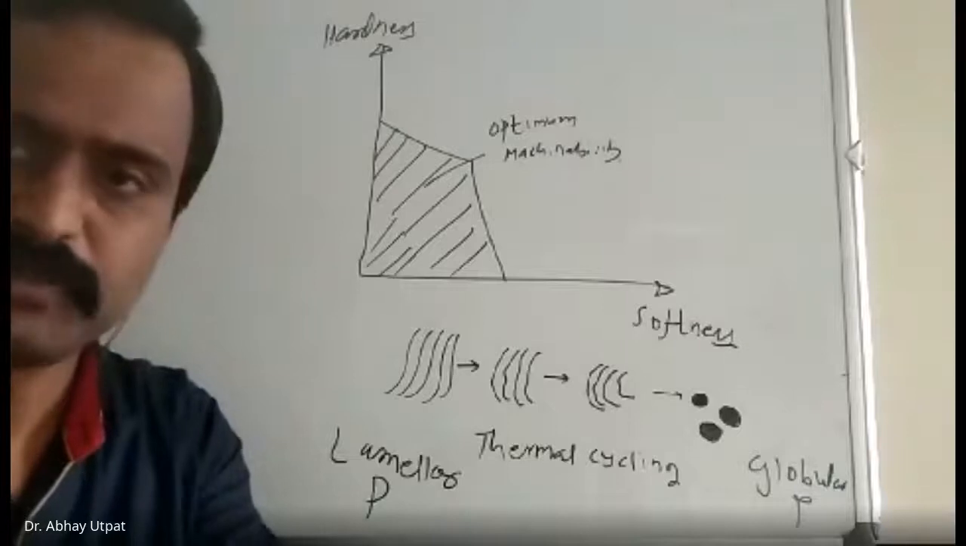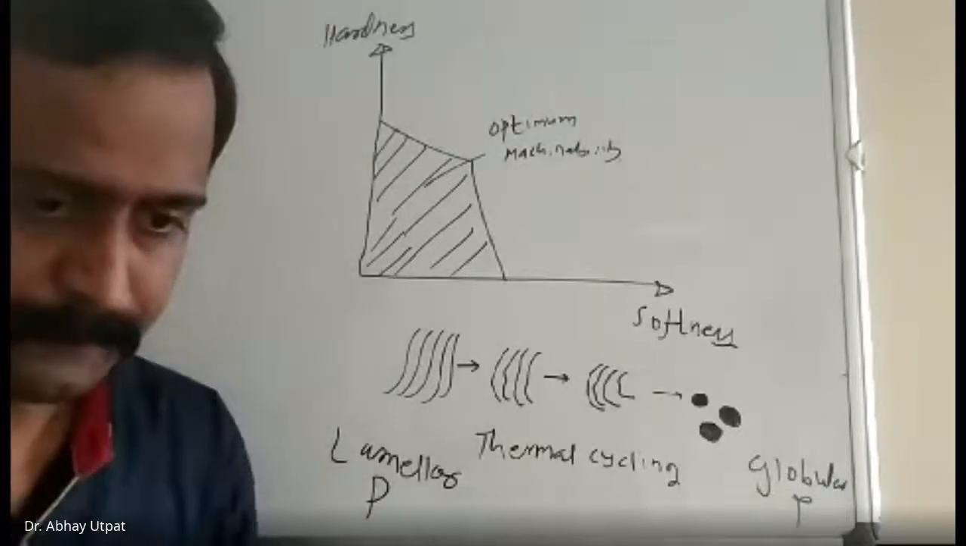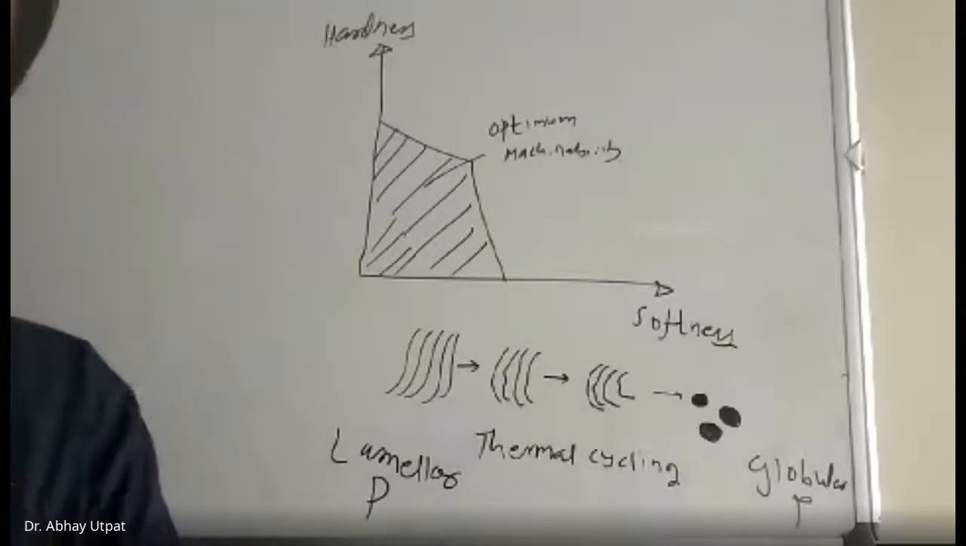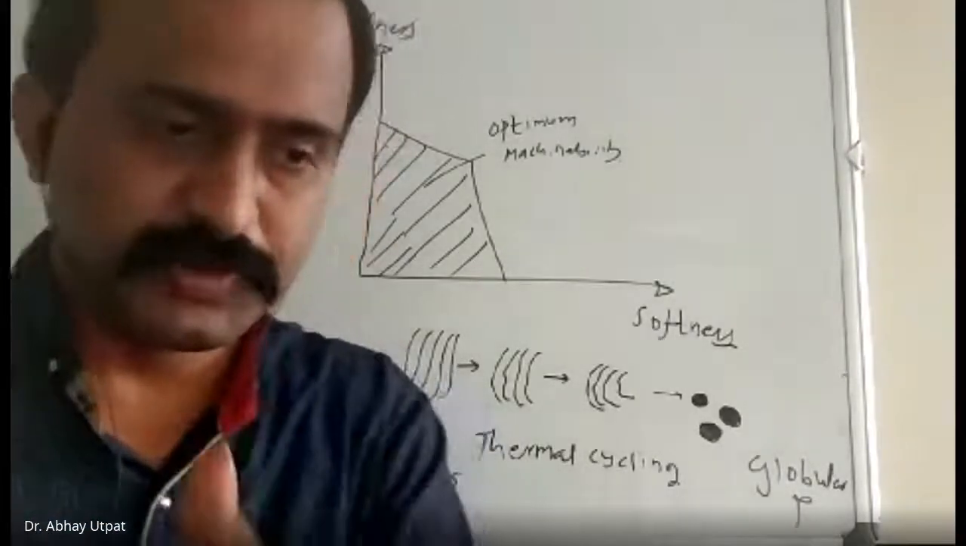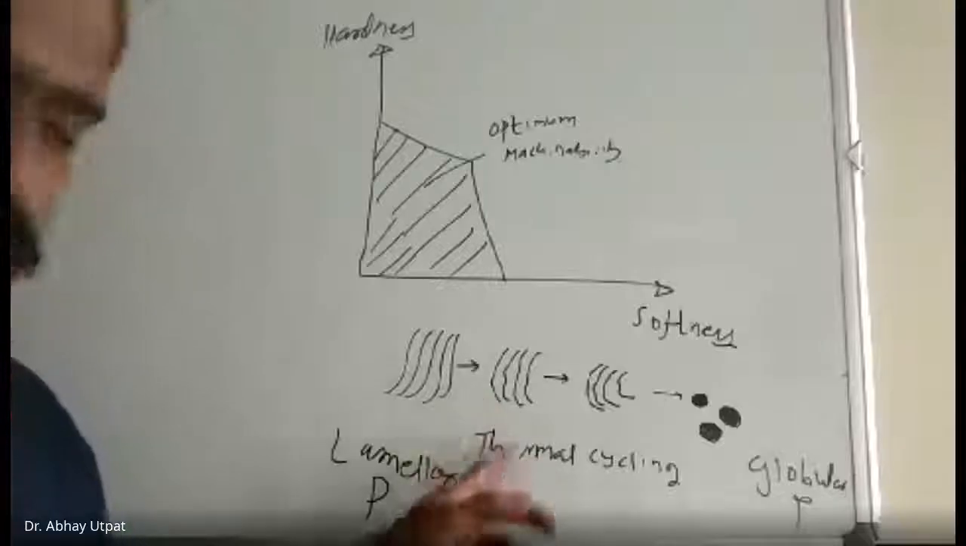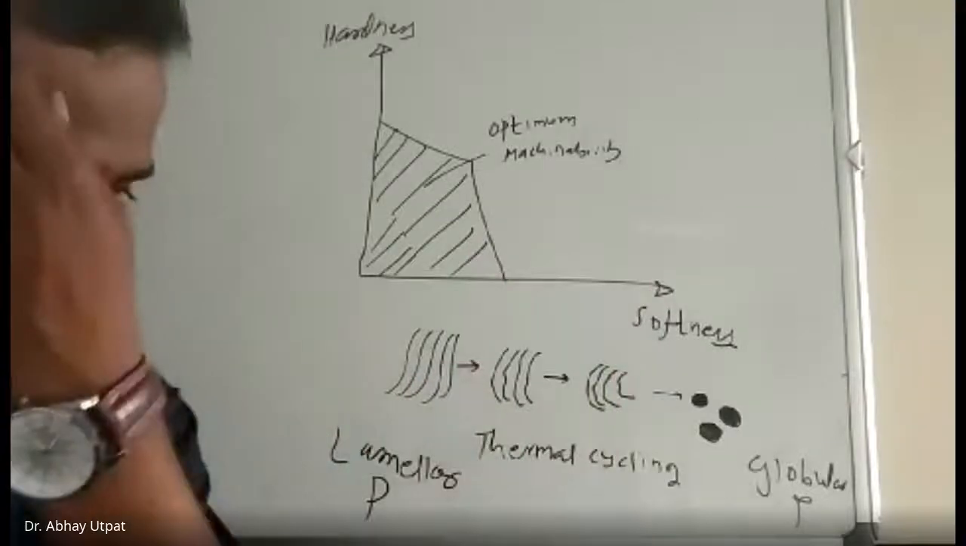What is the last statement which you have written? Can anybody read? I have to continue randomly. I will continue the statement. What is the previous statement? Samruddhi. Yes, sir. Spheroidization is treatment in which laminar perlite is converted into globular perlite by thermal cycling. Okay, it is as shown in the figure. Next line.